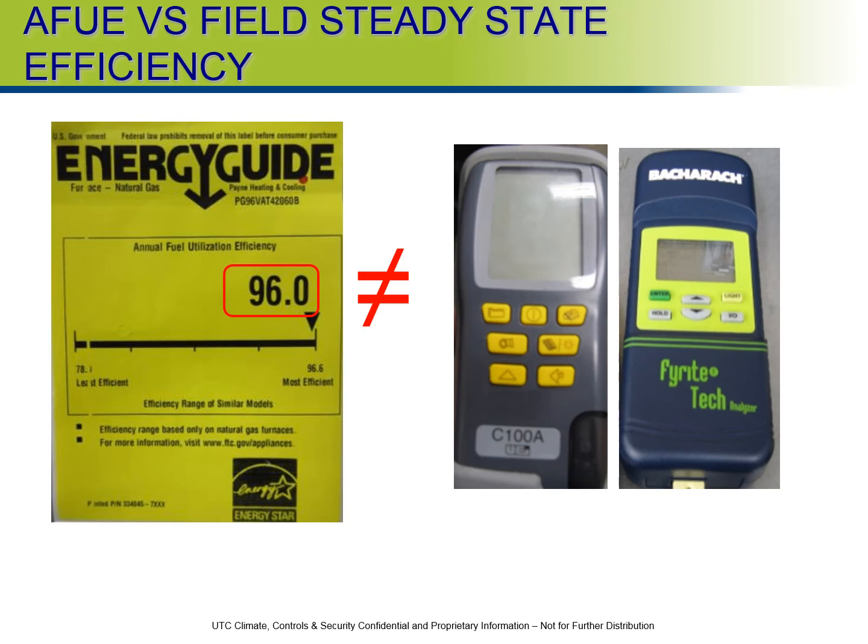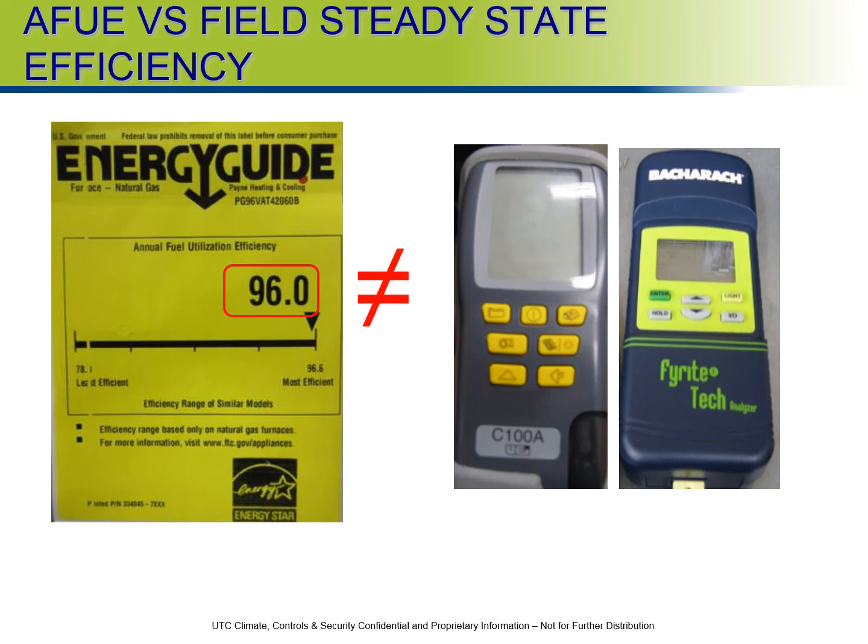Now, the next little section that we're going to get into is AFUE versus field steady state efficiency. One of the things that I really want to point out here is these are not one and the same. You cannot expect, while performing a combustion analysis, a furnace or other gas burning appliance to constantly hit that AFUE rating that the furnace is rated at.